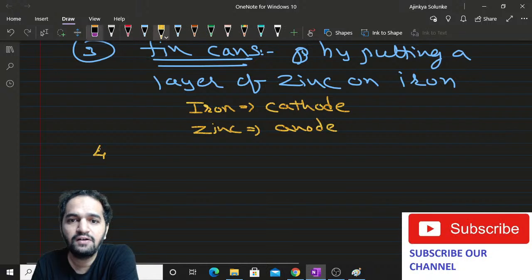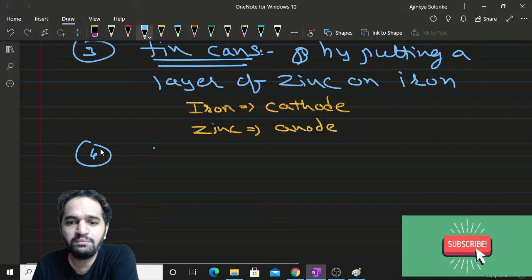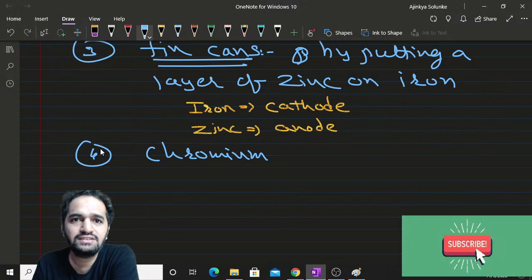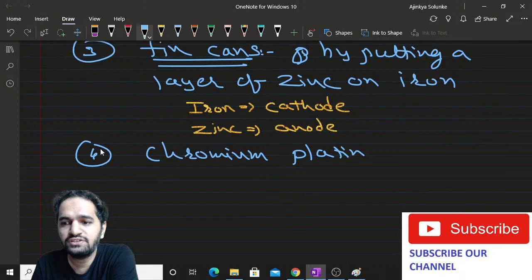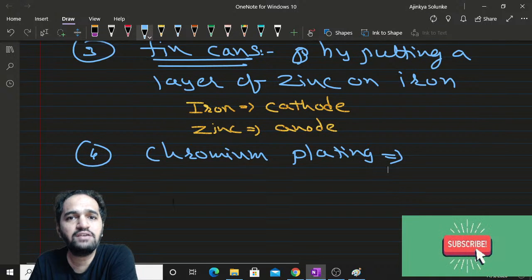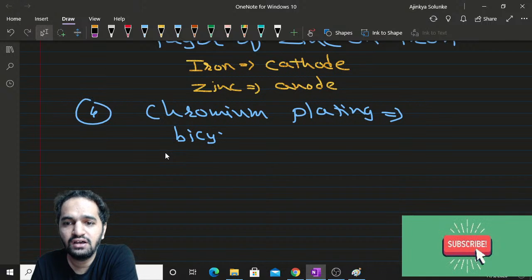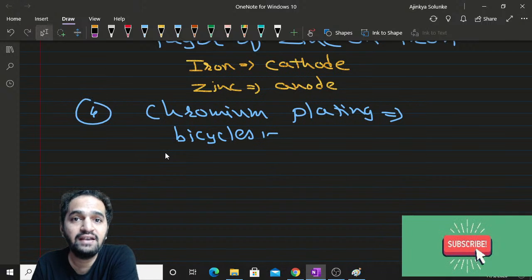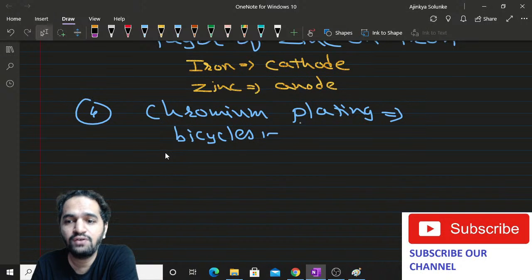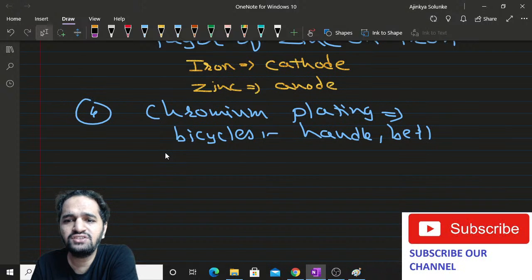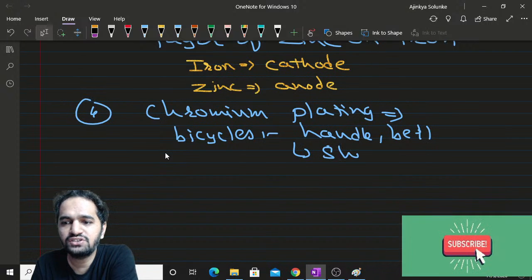Okay, so that is one of the last uses you have, and one more use is there, and that is nothing but chromium plating. That is the last use of the day, chromium plating. Now you might not understand what chromium plating is. Let me just give you a simple example of this. You must be having your bicycle, correct? So in your bicycle, your handle, your bell. Don't you think they shine too much? Correct?